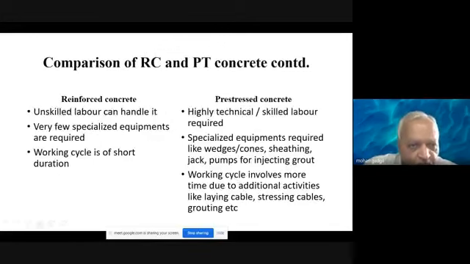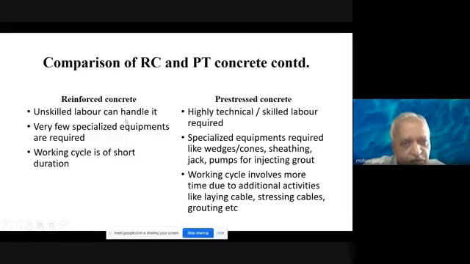Reinforced concrete can generally be executed at site by unskilled labor, because a very small amount of technology is required. While in the case of pre-stressed concrete, you need highly technically skilled people, skilled labor, to lay the cables, to stress the cable, to do the grouting, and so on and so forth.